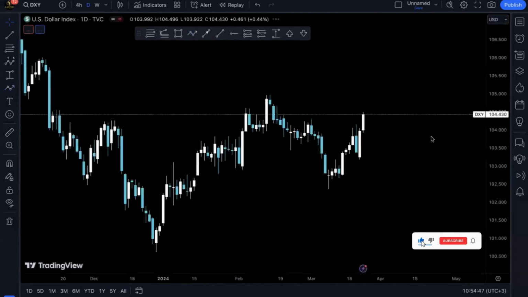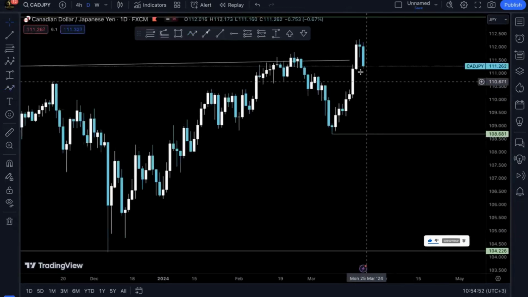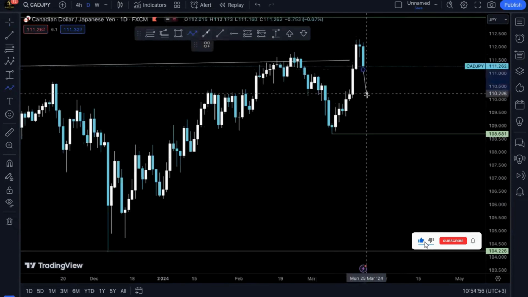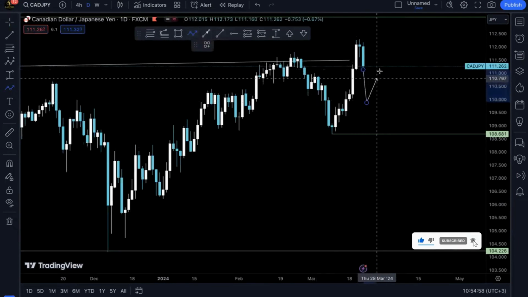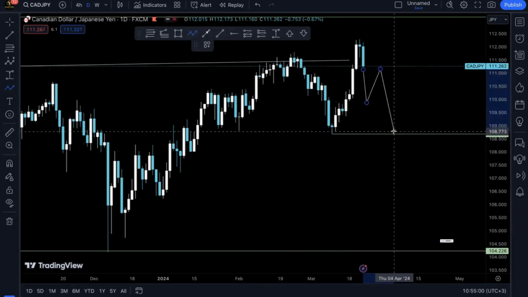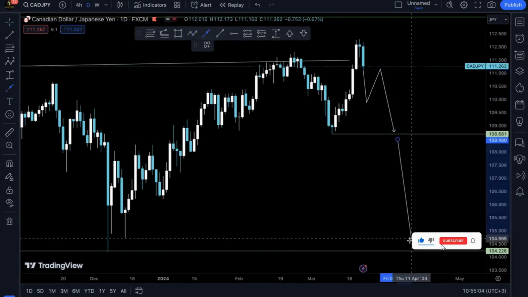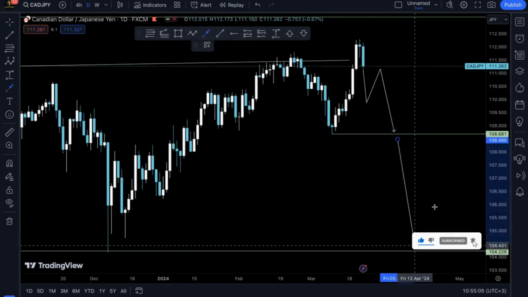Now, how will that be affecting other currency pairs? Obviously, we have CAD JPY, so we'll be anticipating to see prices create a lower high before we get that as the first target, and prices dump all the way down here as the second target.